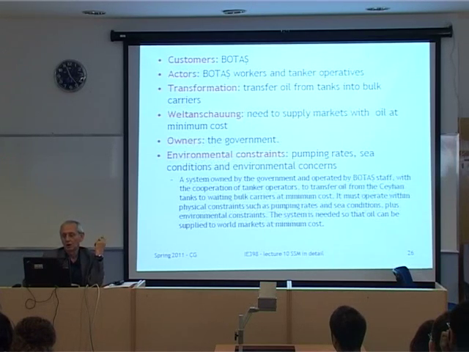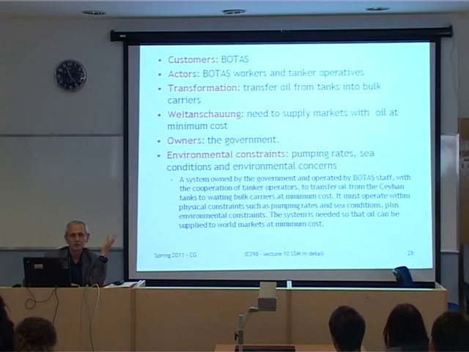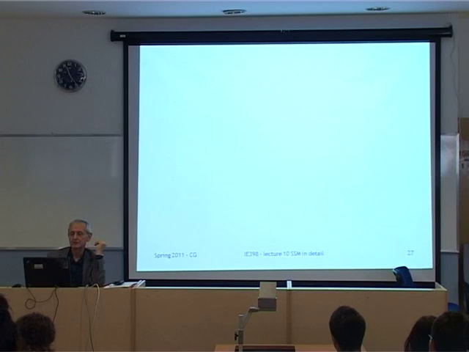A system owned by the government and operated by BOTAŞ staff with the cooperation of tanker operators to transfer oil from the Ceyhan tanks to waiting bulk carriers at minimum cost. It must operate within physical constraints such as pumping rates and sea conditions, plus environmental constraints. The system is needed so that oil can be supplied to world markets at minimum cost. This is our route definition. It defines the system that we are trying to model in words. Okay? So that's a first example.